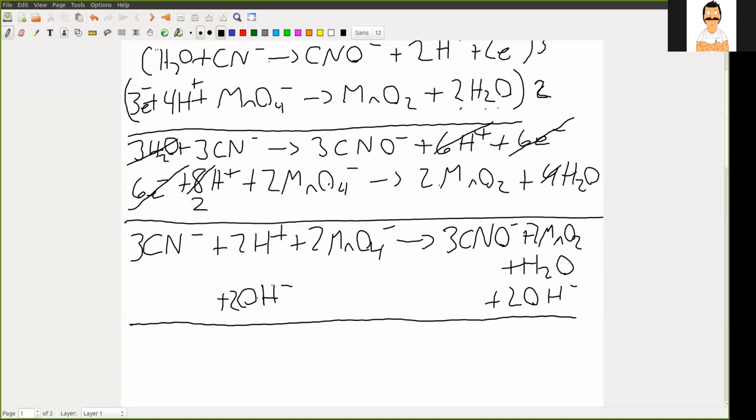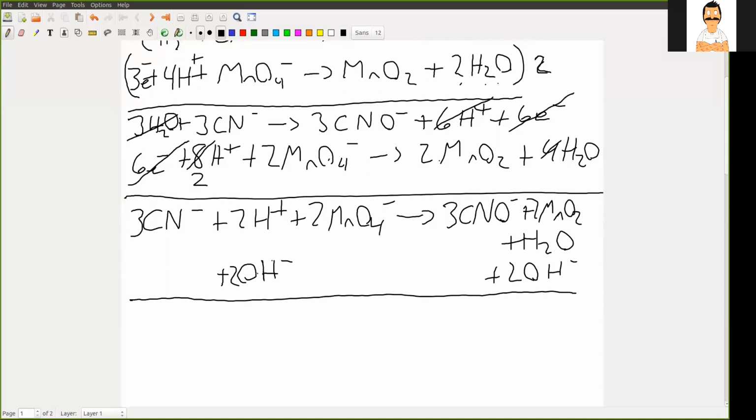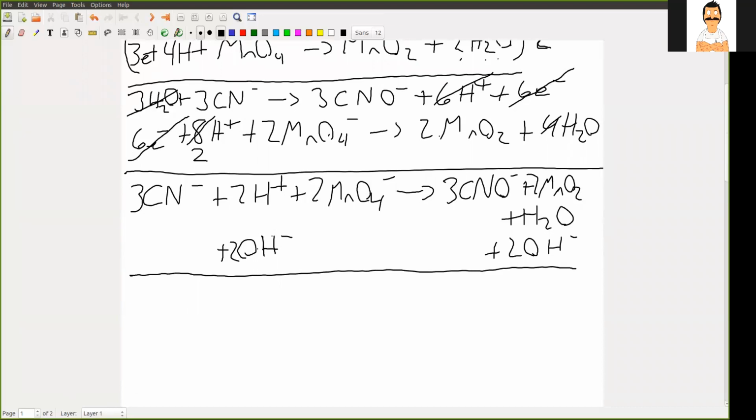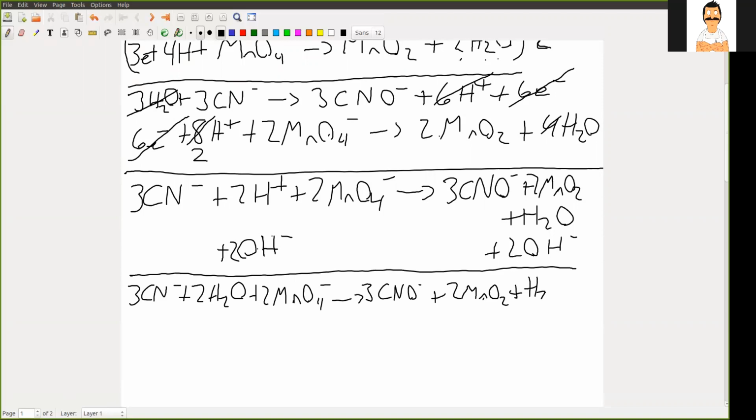So the 2 hydroxides and the 2 protons will react to make water. So we end up with 3CN minus plus 2H2O plus 2 permanganate, yields 3CNO plus 2MnO2 plus H2O plus 2OH minus. And you can maybe see what our next step is.